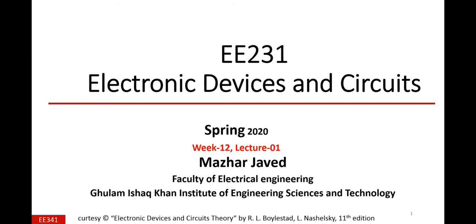Before the mid we covered the portion of chapter 4 related to DC biasing, starting from the operating point, then the fixed bias circuits, the emitter bias, and then voltage divider bias circuits, and the remaining configurations were covered after the mid.